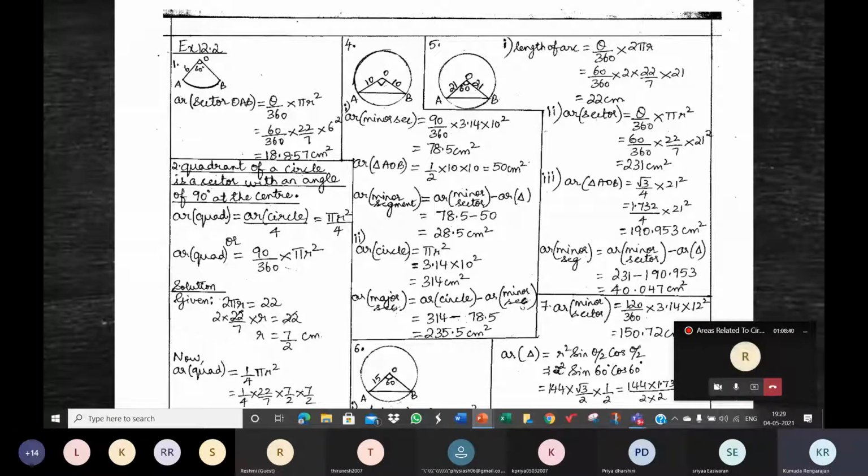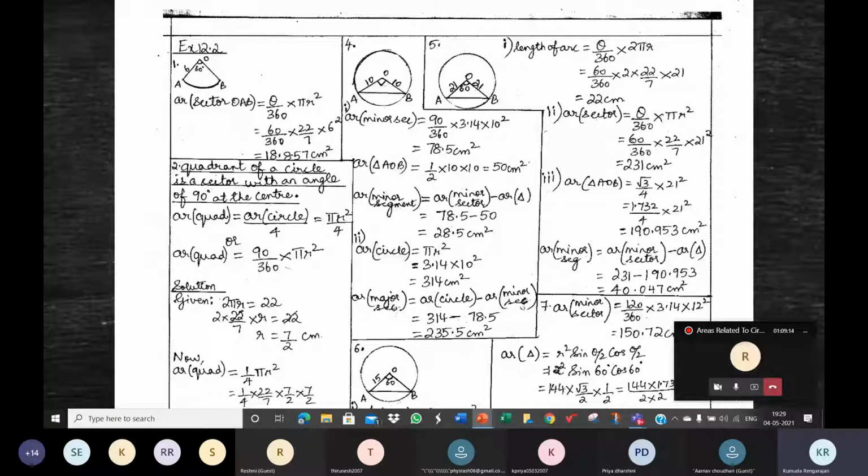Now, one of you tell me, substitute the values in the formula. I don't want the formula. Put the values in the formula and tell me how will you calculate the area of the major sector. What is the major sector angle? Ma'am, 360 minus 90. Yes, the major sector angle is 360 minus 90. Very good, 270 degrees.